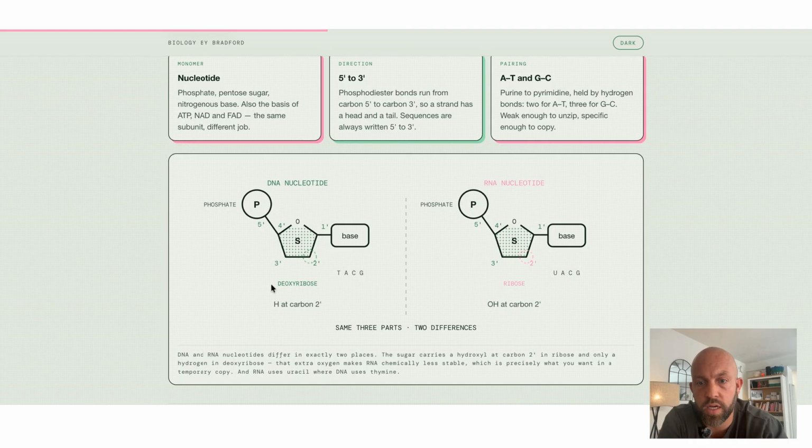So that's a 5 to 3. The enzyme moves 5 to 3, adding on this side, but it's having to read whatever is on the other side. So it's reading 3 to 5. That gets a little bit confusing, and we'll do a whole video on that in itself.